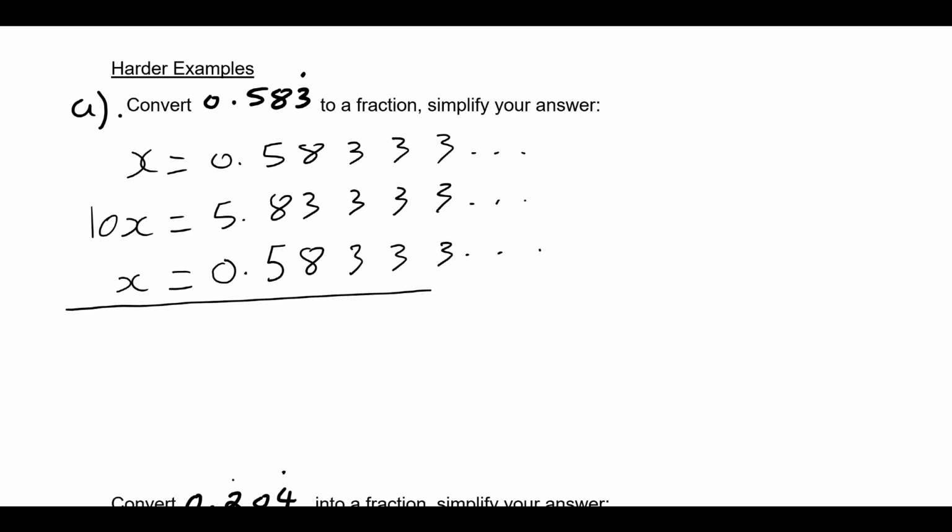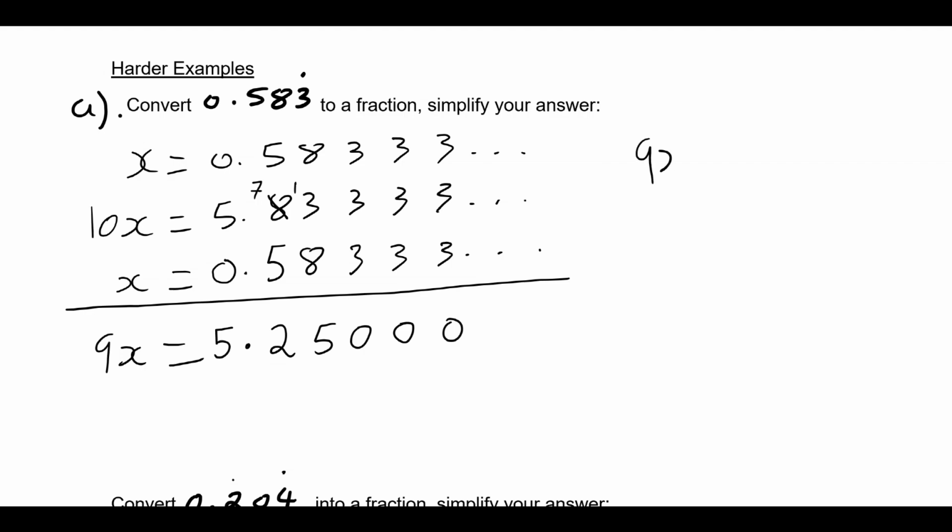I'm now going to subtract, so I have 10x take away x, that's 9x, equals 3 take away 3, 0, 3 take away 3, 0, 3 take away 3, 0. Now I've got to be careful, 3 take away 8, I can't do it, so I borrow from the 8 one digit to the left, giving me 7 and 13. 13 take away 8 is 5. And then I have 7 take away 5, which is 2, decimal point, 5 take away 0 is 5. So I end up with 9x is equal to 5.25.